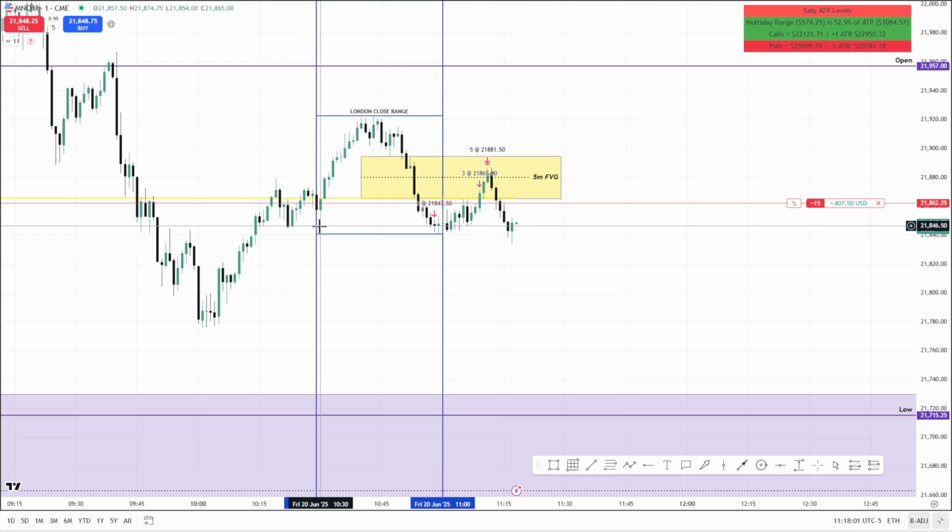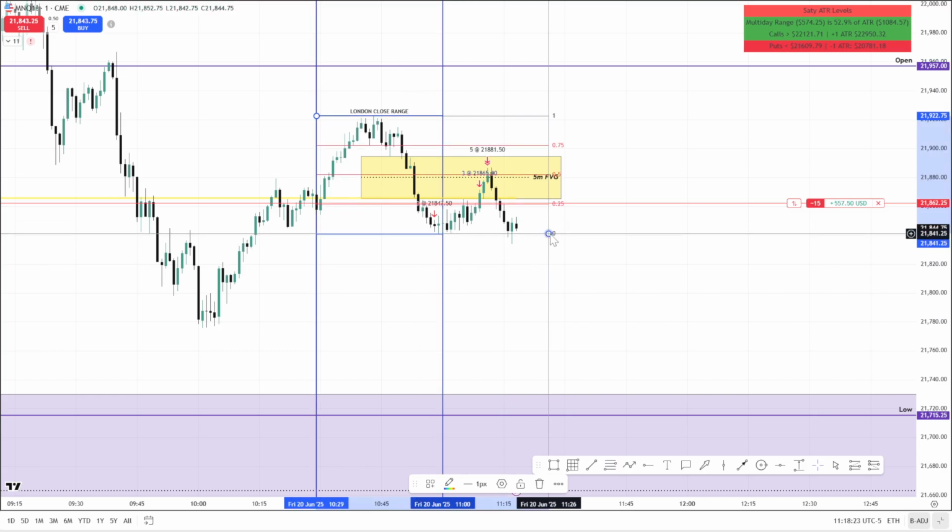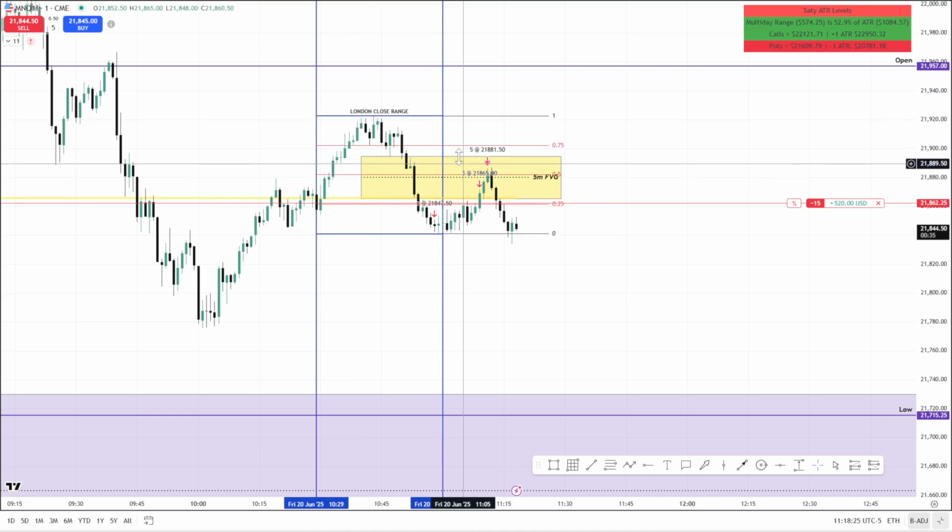Okay, so starting at, I'm on Central Time, 10:30 is the last 30 minutes of the London market. Typically, what we see is this range acts as an area where price can run the low, come back up, run the high, or come back up to CE, which is marked out right here.